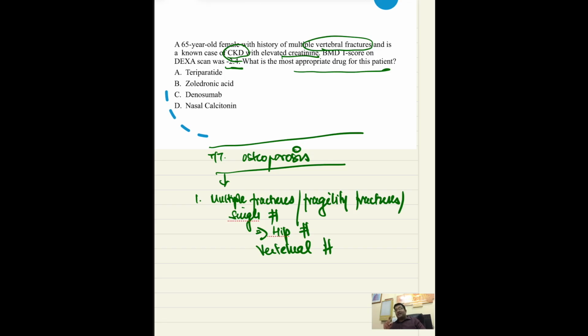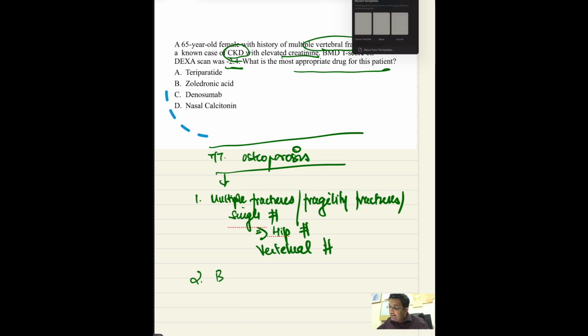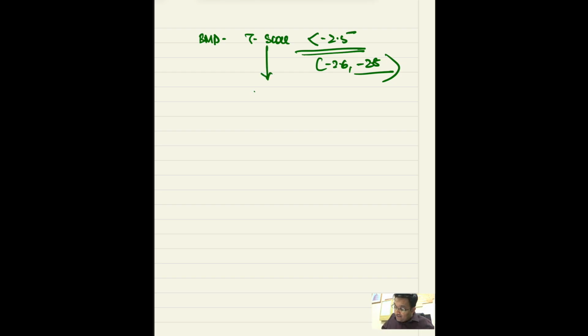Then there is the BMD criteria. So what is the BMD criteria? The bone mineral density criteria is if the BMD T-score is less than minus 2.5, that is, minus 2.6, minus 2.8, and so on. And this T-score is to be measured either at the hip or the neck of femur or at the lumbar spine.